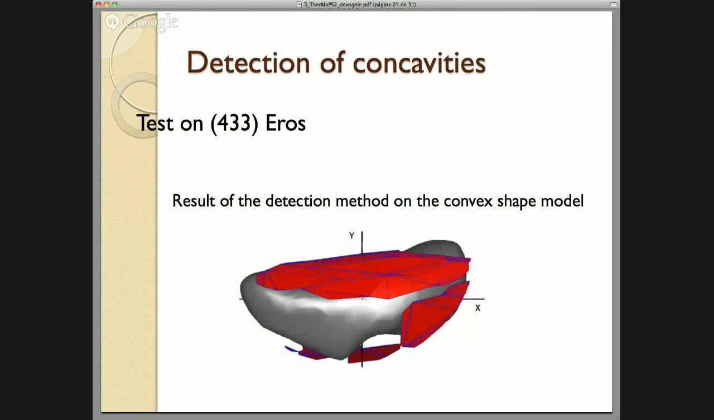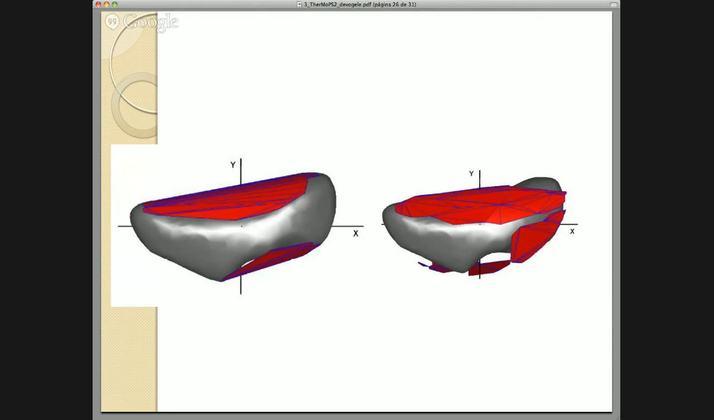So the concavities are still, we can still find the concavities with maybe some displacements like here. The true concavity is here, but still the concavity is detected. And you can see here the differences between these 2 models. So the main concavity is still well detected, and here we detect the other large concavity.